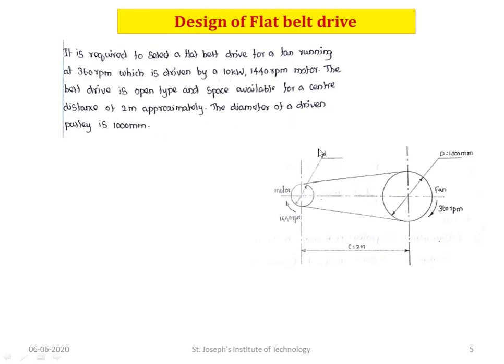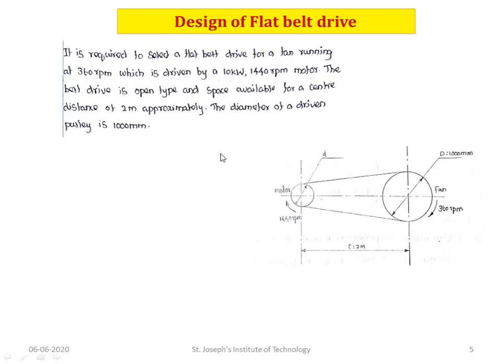So here the application is a fan. We need to rotate one fan by means of a motor. So here it's a motor, it's a fan. The motor has a separate shaft and pulley arrangement, and the fan also has a separate shaft and pulley arrangement. I am linking these two pulleys by means of a flat belt.